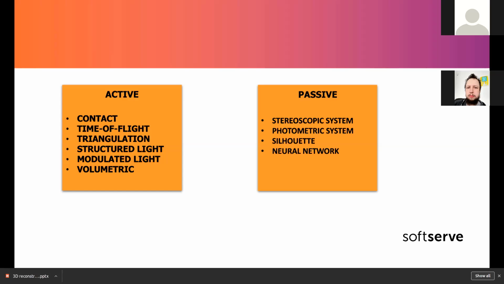Also, there is another method, modulated light, that is continuous and volumetric. There are also passive methods that do not interact with the object. They only use raw images in order to analyze and reconstruct the object based on those images.